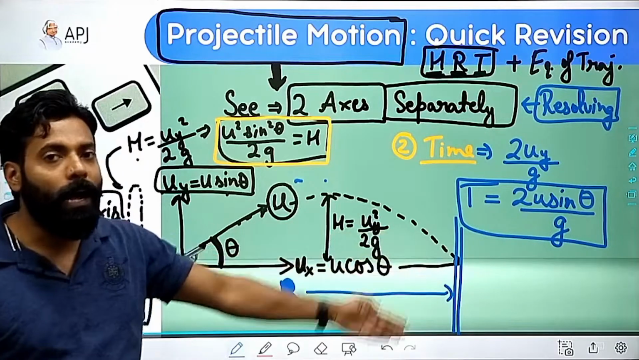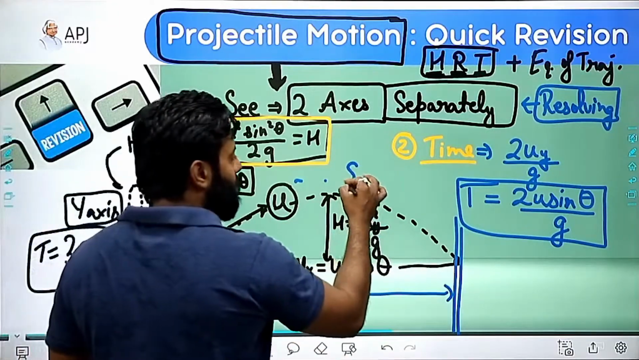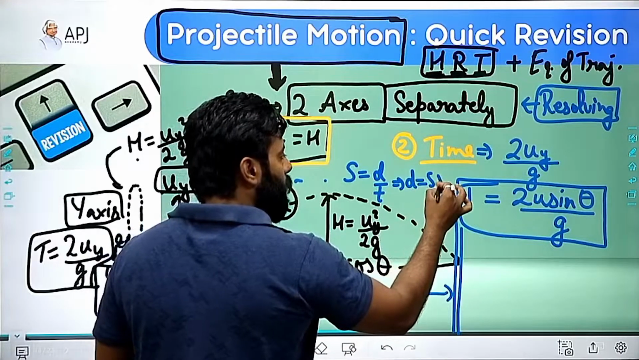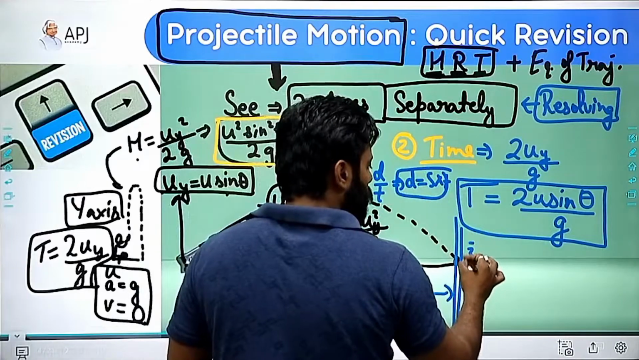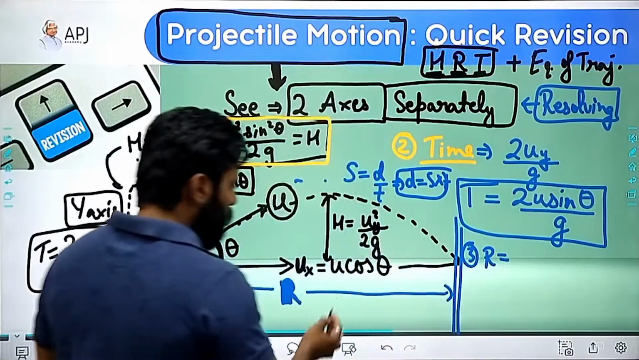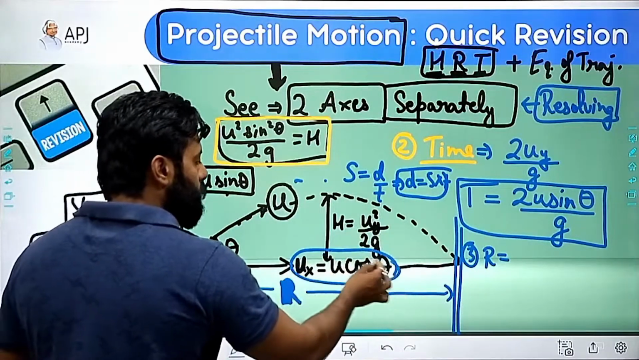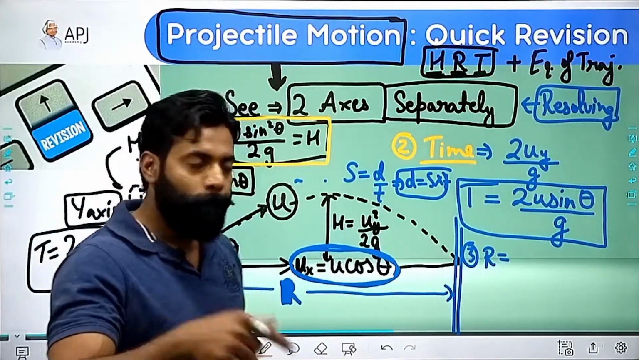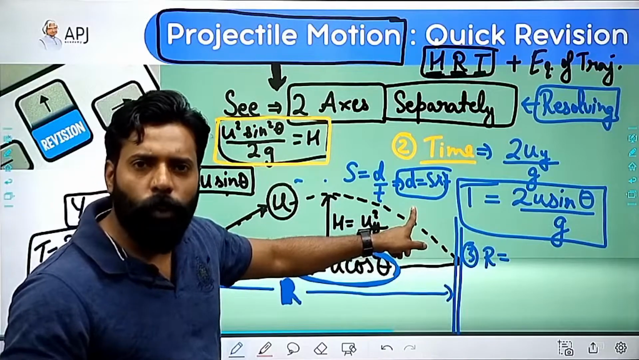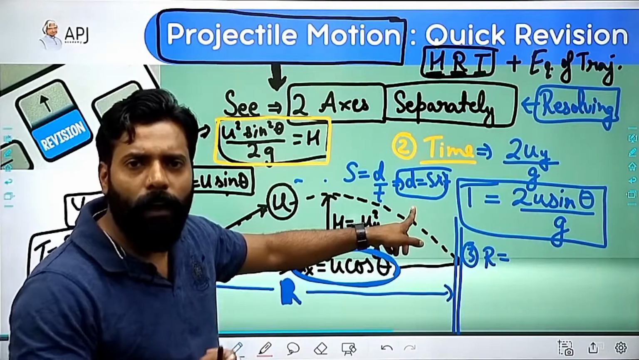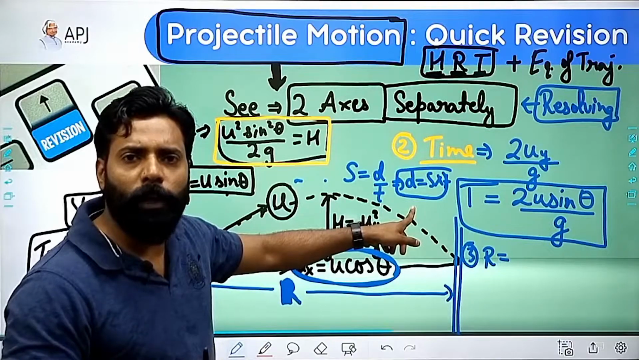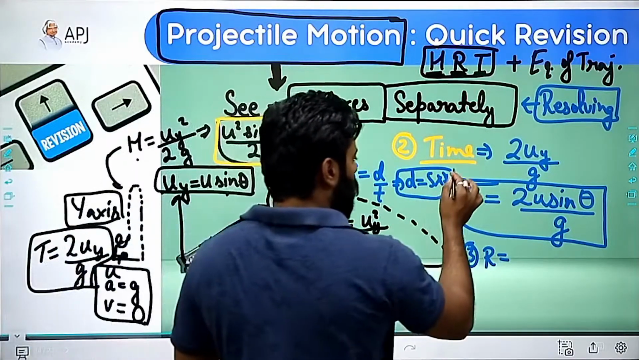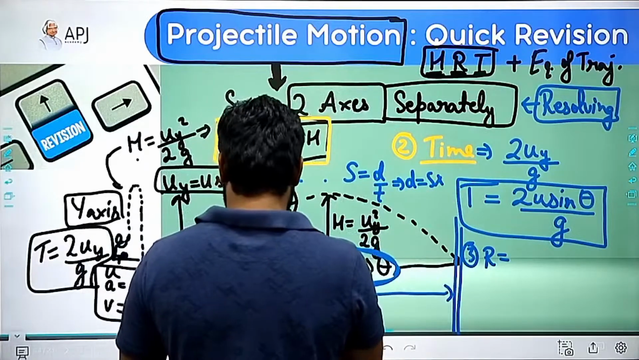Are you getting this? My speed is equal to distance upon time. Distance will be equal to speed into time. So the range is speed into time. The speed in the x-axis is u cos theta. Are you getting it? When there is no acceleration, I can use the simple formula, speed is equal to distance upon time, and the distance is speed into time. Hello, are you getting this?